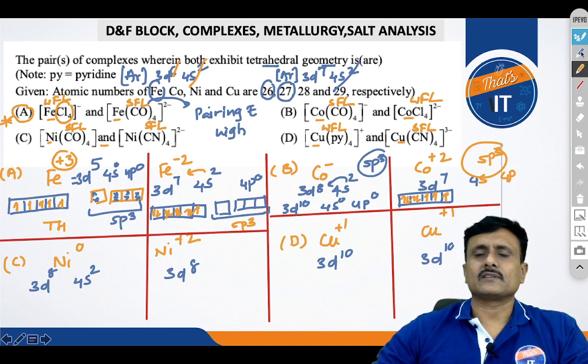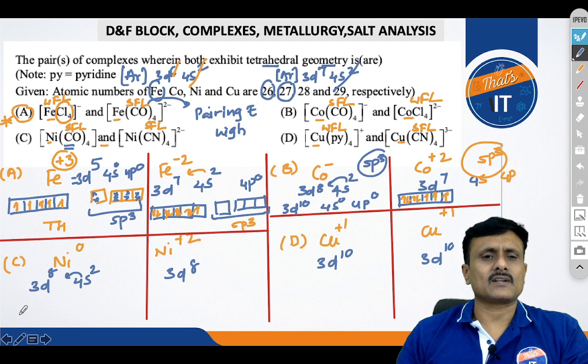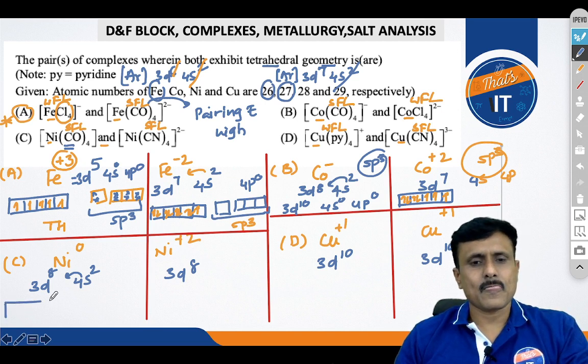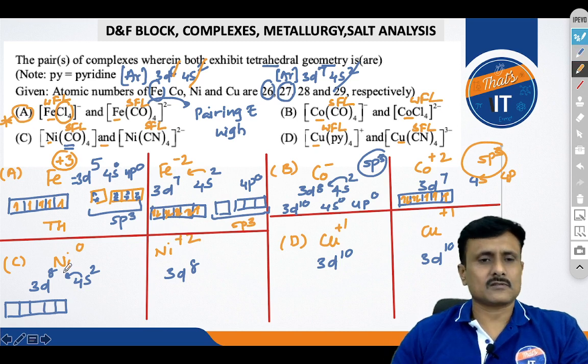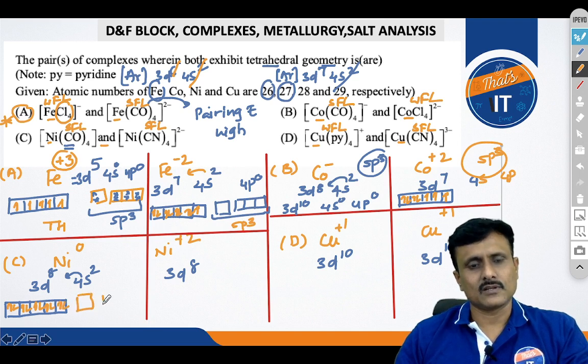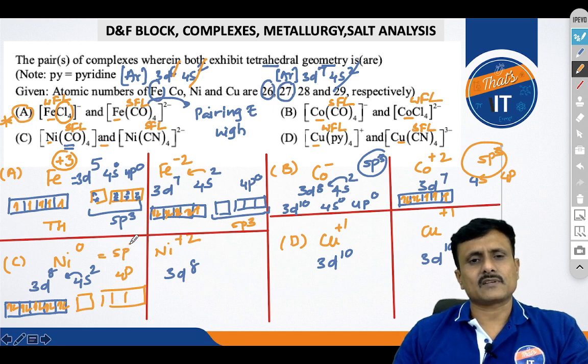Over here you can see, since you have taken the strong field ligand, the pairing would take place, isn't it? Now what will happen here is that the 2 electrons also will be added into this, giving rise to 3d10 configuration. So 4s0 and then 4p is also vacant. So this is also sp3 hybridized.